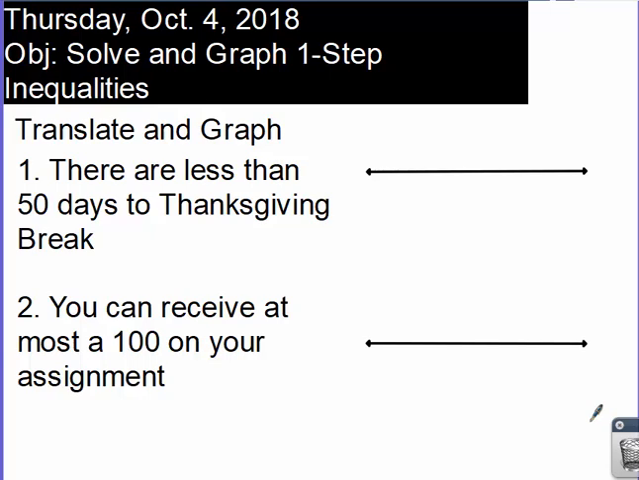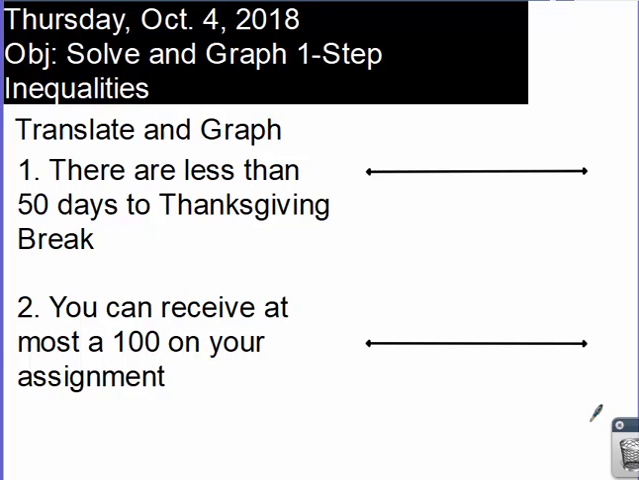Hello class. Today we're going to talk about solving inequalities. Yesterday we talked about writing them from a word problem setting and graphing those. Today we're going to solve the inequalities. Okay, so let's take a look at this warm-up. This is our warm-up from today.